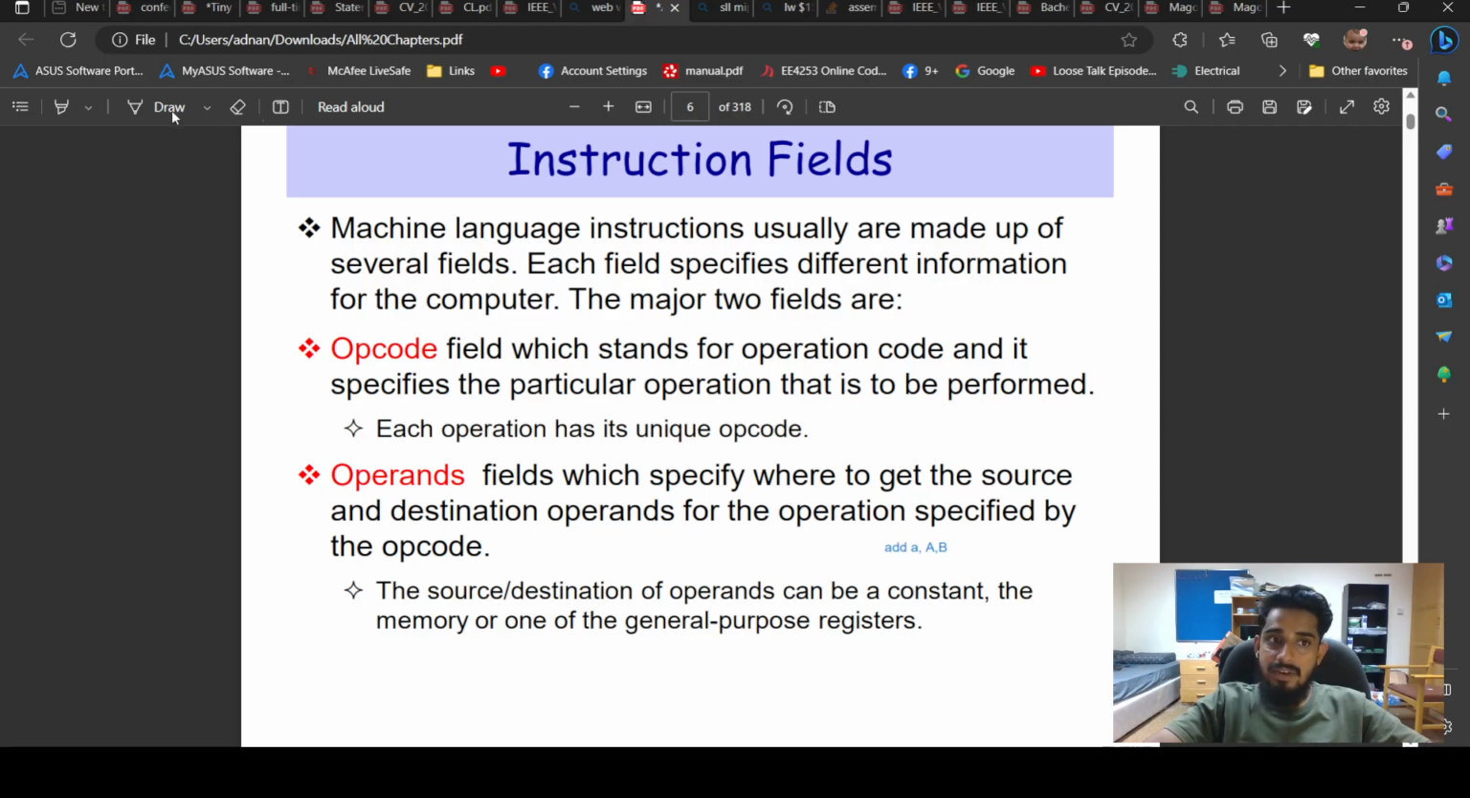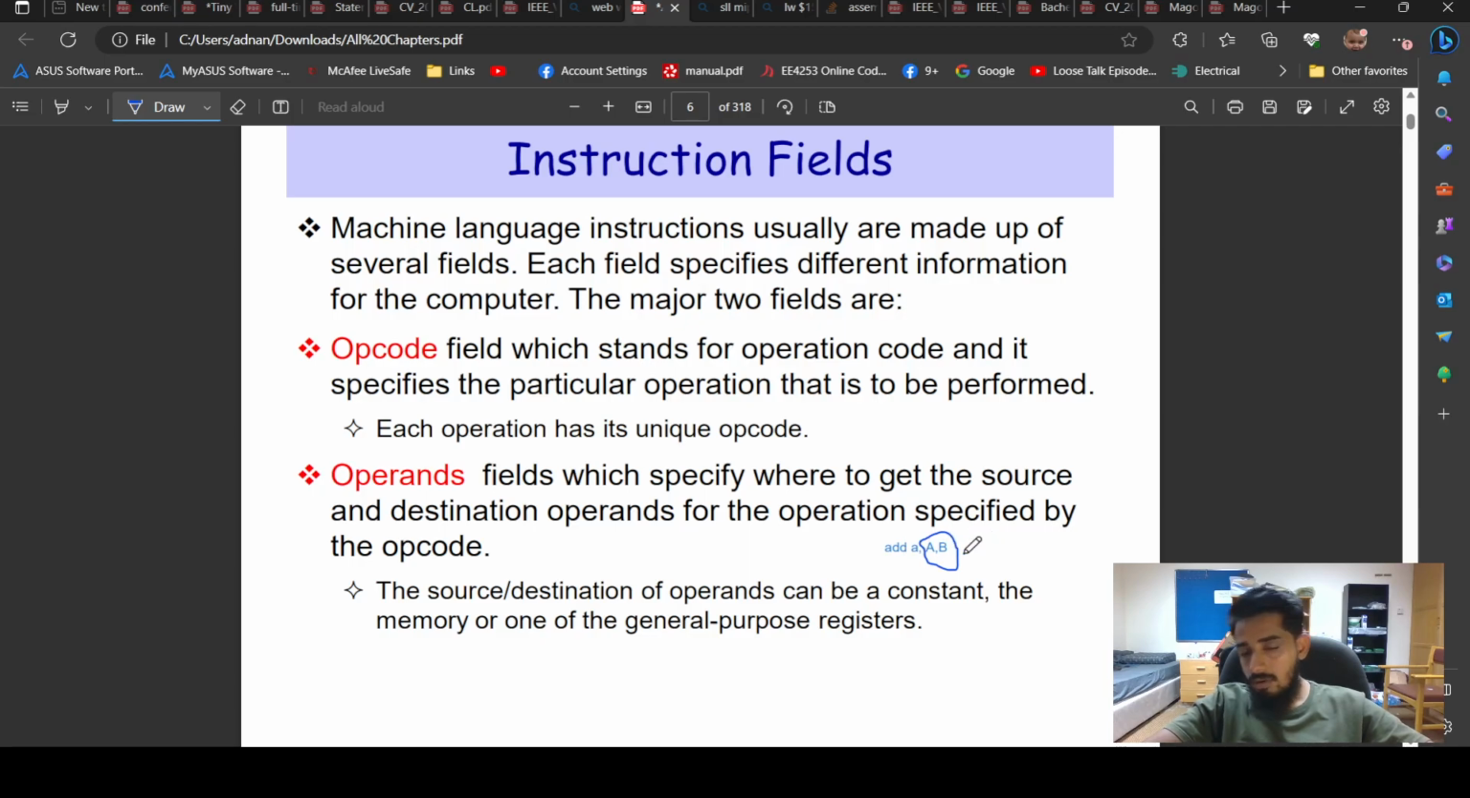Here add is our opcode, which stands for operation code, and it specifies the particular operation to be performed, like add. Here it could be subtract, multiply, whatever it is. And these two are our operands, the operands on which the operation is going to be performed. A and B are our operands, because the add operation is going to be performed on A and B.